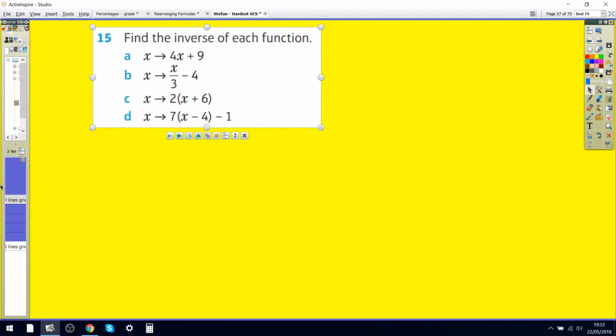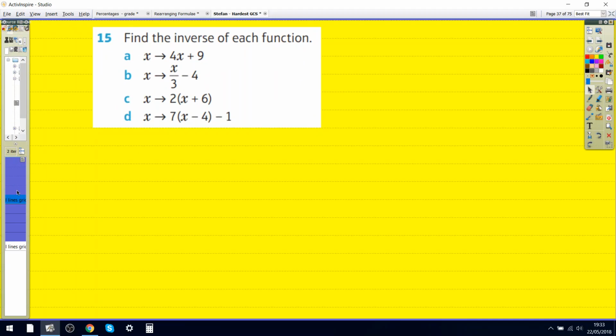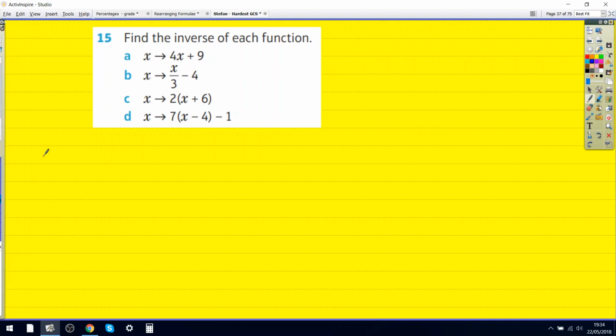Okay, inverse functions. Find the inverse. When it says x and the arrow, is that kind of like the same as f to the minus 1 of x? It's like f of x equals.